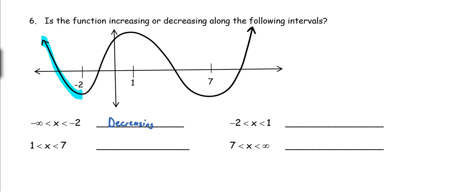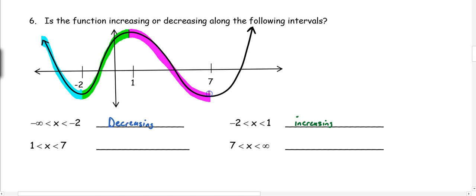The next interval is from negative 2 to 1. So from negative 2 to 1, I went up while tracing my graph, which means that I am increasing. My third interval from 1 to 7, I'm going down along the graph, which means that I am decreasing.